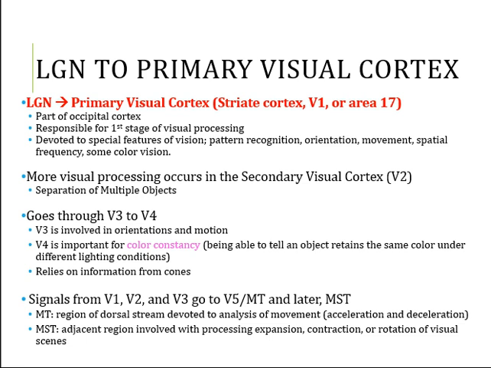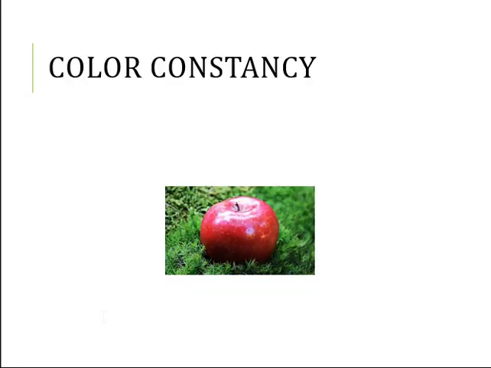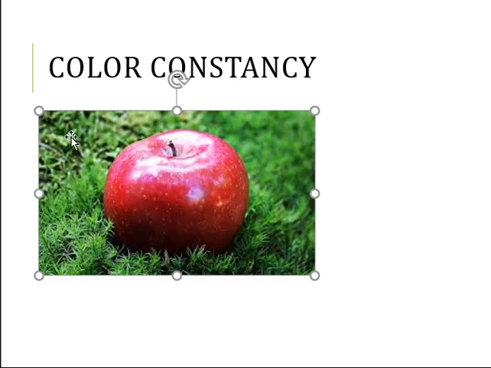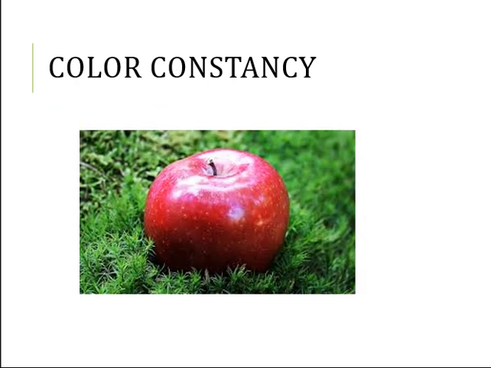Anyway, let's look at color constancy. We have a singular apple here. So as I mentioned before, color constancy is our ability to perceive colors as being constant over varying light. So this apple would still be red if I looked at it in the grocery store versus under a shady tree.